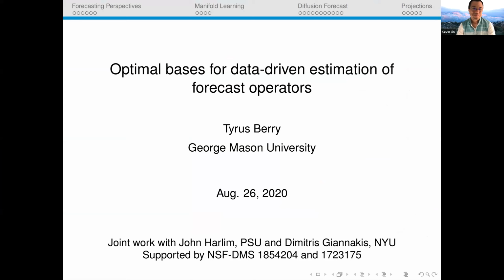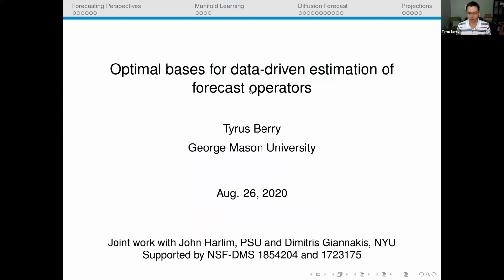Thank you. So I want to start by acknowledging my collaborators, John Harlem and Dimitris Giannakis, and also NSF for supporting some of this research. I want to talk about optimal bases for data-driven forecasting.